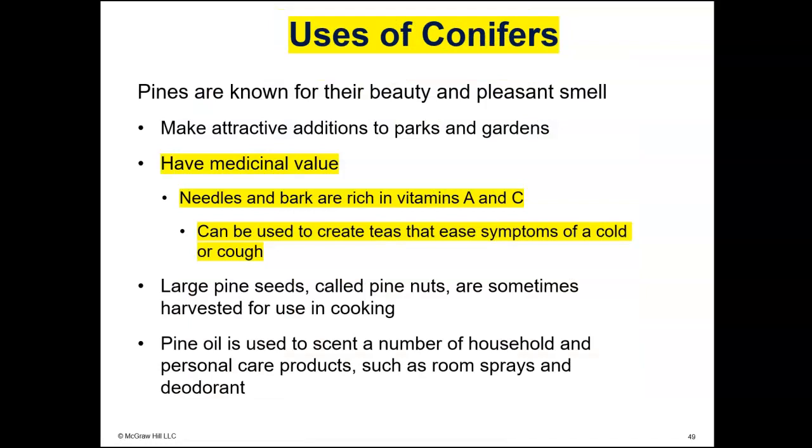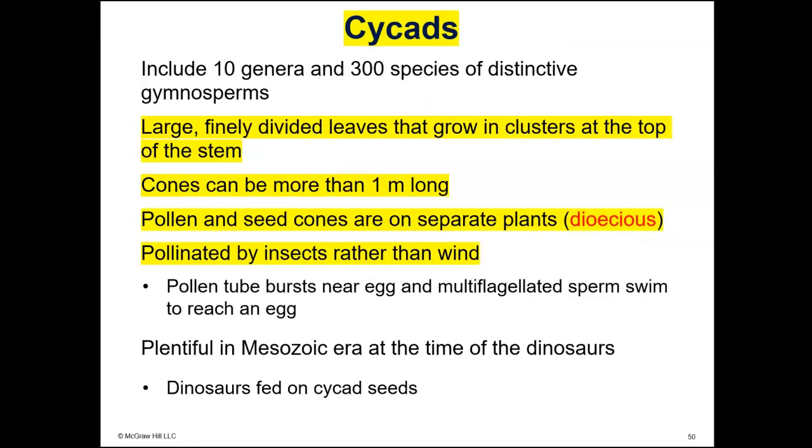All right, conifers have medicinal value. Their needles and bark are rich in vitamins A and C, and they can be used to create teas that ease the symptoms of a cold or cough. There's other uses listed here too. And then we move on from the conifers to the cycads. The biggest thing about the cycads is they have a very large, single cone. It would just be 1 cone, and the cone can be more than 1 meter long, like the length of a yardstick or a meter stick.